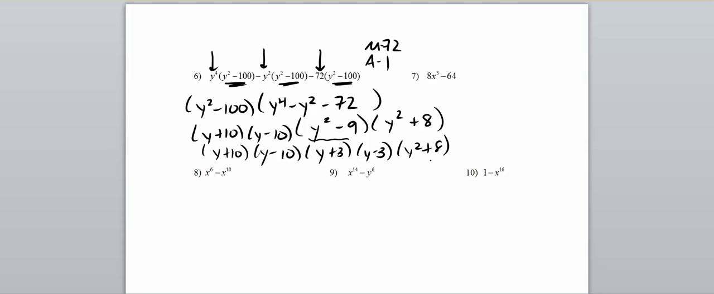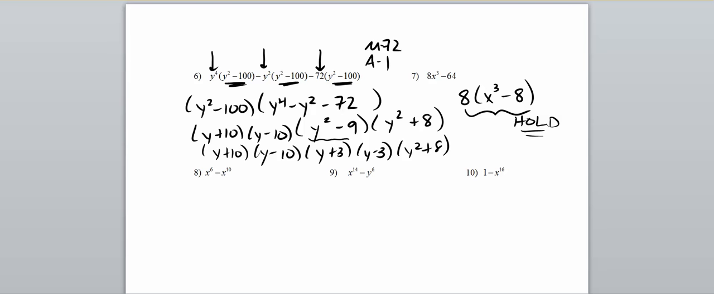Now, number 7, it's not a difference of squares the way it is. What I need to do is pull out a GCF. And if I pull out a GCF of 8, I'm going to be left with x cubed minus 8. However, I think we're doing cubic factoring in the next lesson. So we're going to go ahead and hold on this problem, and we'll come back to it because we are going to be able to factor the sum and difference of cubes.